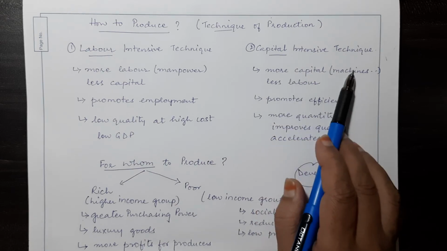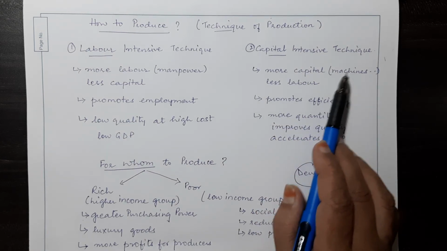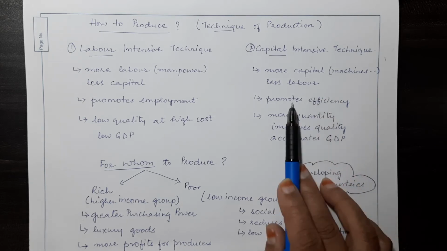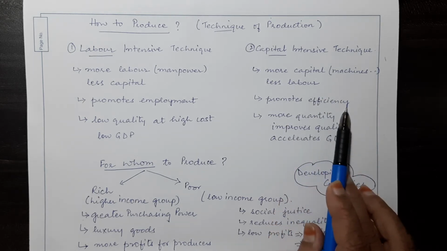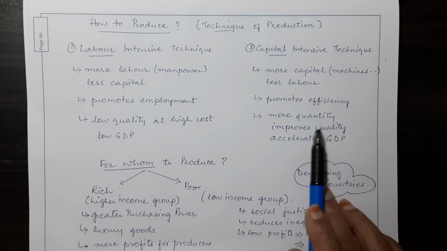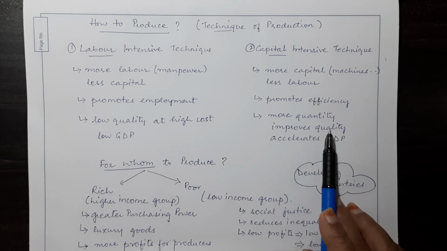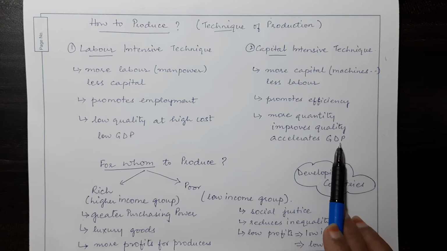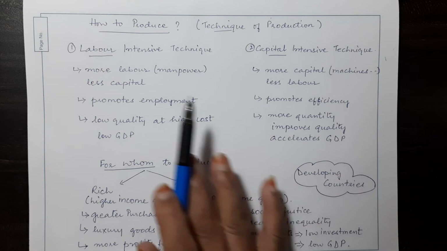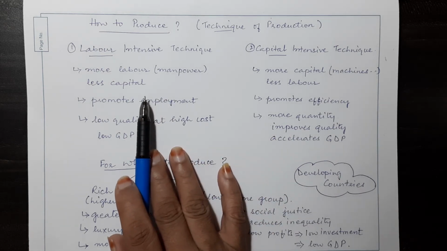Then let us look at capital intensive technique. Since machines are used over here and less of labor is used, this promotes efficiency and more quantity would be produced. More units of the goods and services would be produced. This improves the quality also because machines are used. And since the investment over here is more, it would accelerate GDP. So growth is more when you look at capital intensive technique when compared to the labor intensive technique.